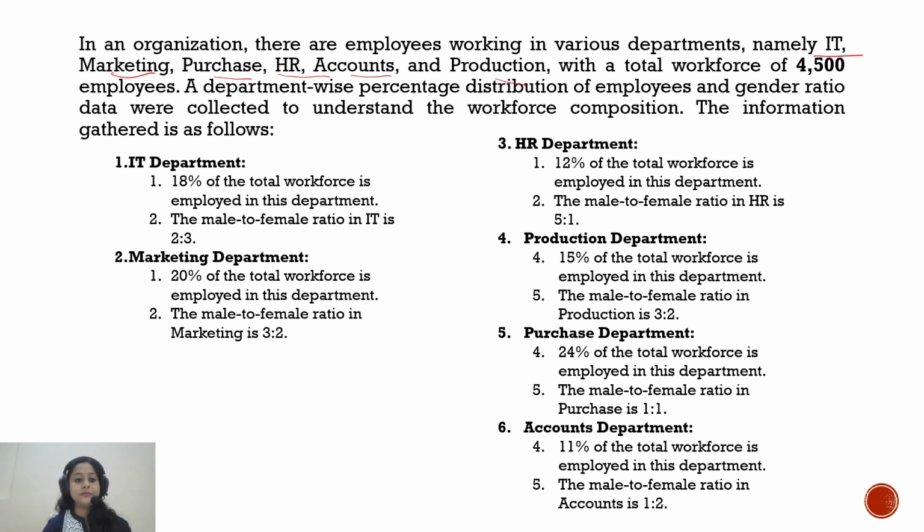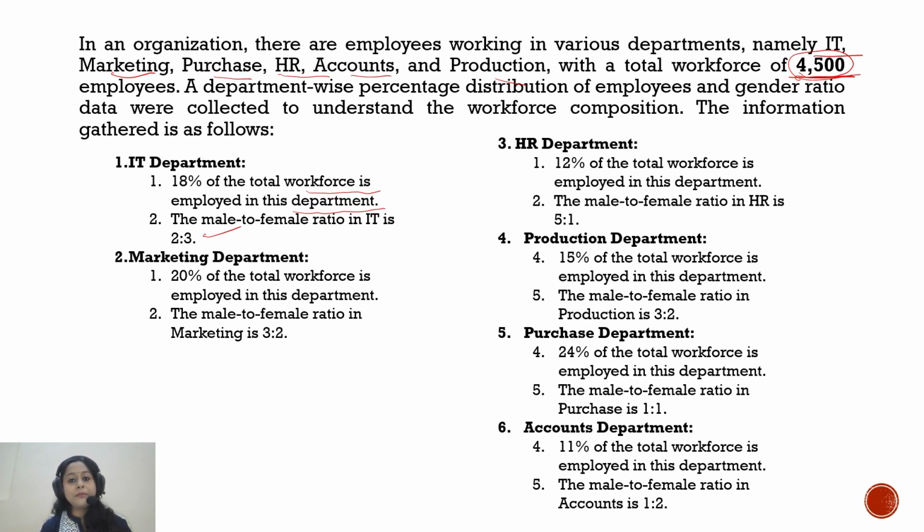So there are 6 departments. In the IT department, 18% of the total workforce are in IT. And here, instead of percentage, the male female ratio is given for each department. So in IT department, the male female ratio is 2:3. Similarly, for marketing department, 20% of total workforce, that is 20% of 4500, is working in marketing department, where the male to female ratio is 3:2.